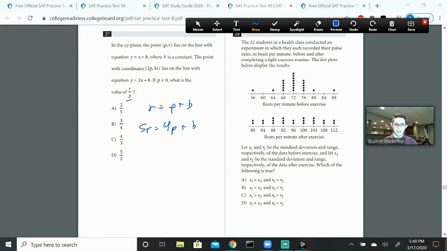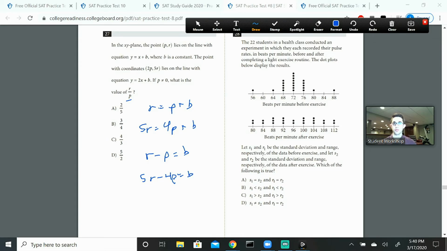Great. Now there's this b that's in both of these equations, but luckily it's not that hard to get rid of it because we can just move the p's over and set them both equal to b. So if I subtract p in the first one, we get r minus p equals b, and 5r minus 4p equals b in that equation.